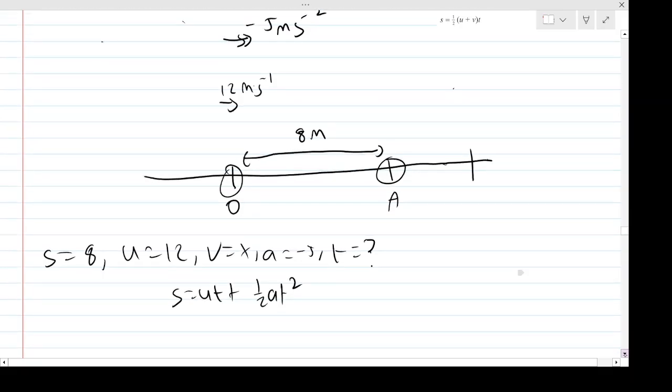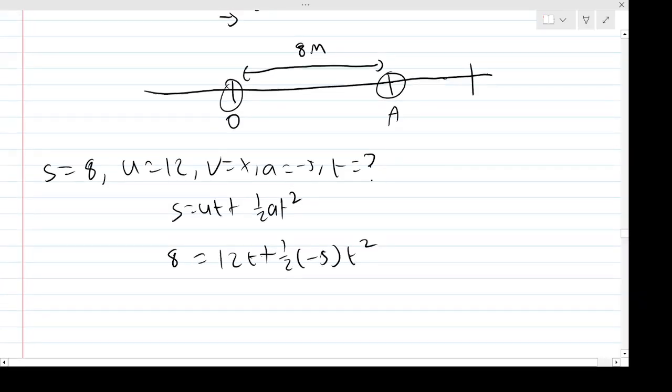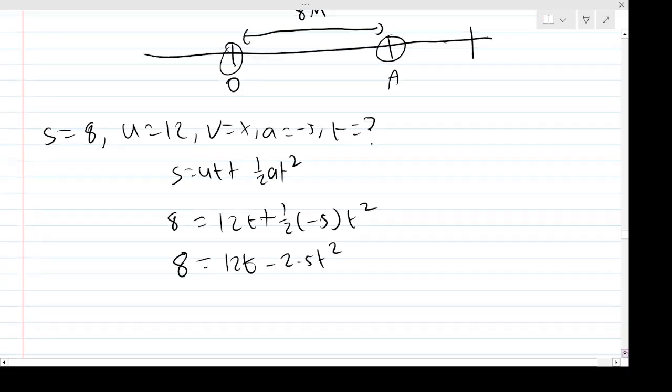So 8 for s is going to be 12 lots of t, plus a half lots of -5 lots of t squared. And so if I simplify, 8 is 12t, and then a half of -5 is -2.5t squared. Then if I just move everything to the left, I get 2.5t squared minus 12t add 8 equals 0, and now we've got a quadratic, right?